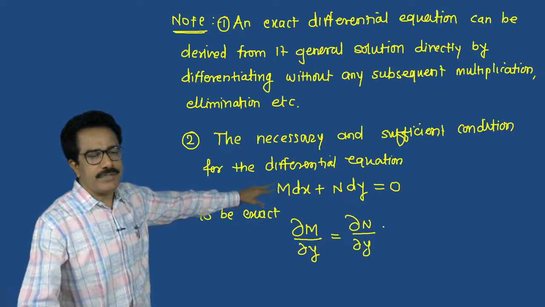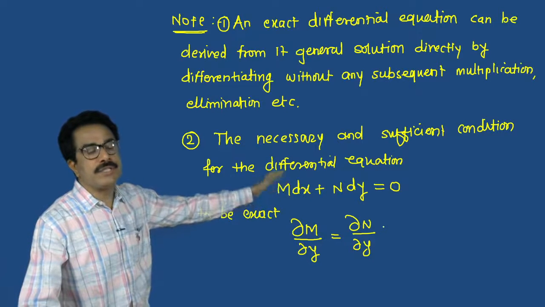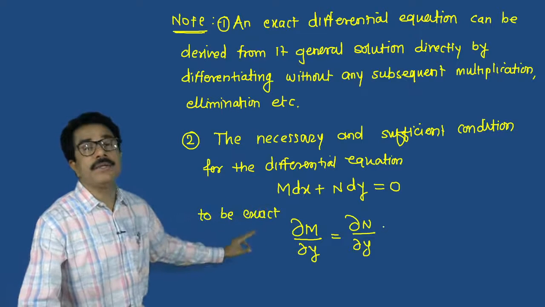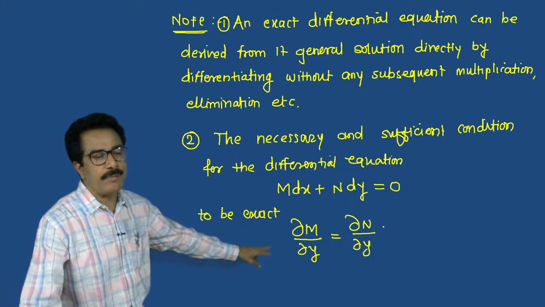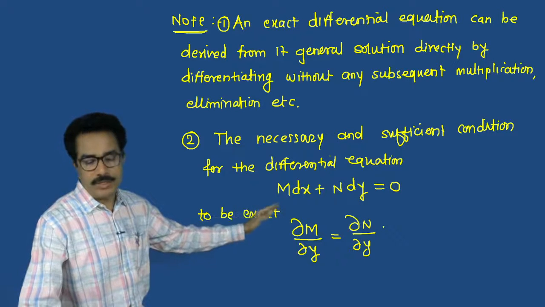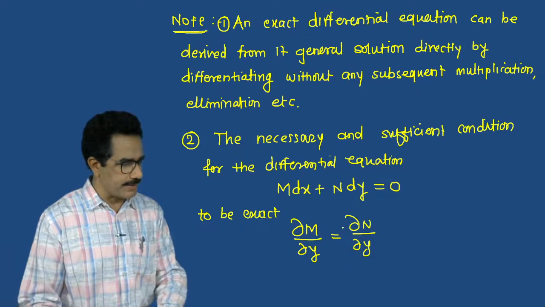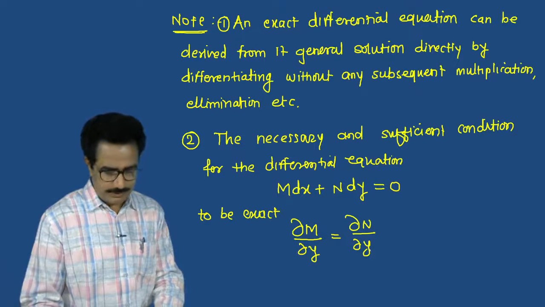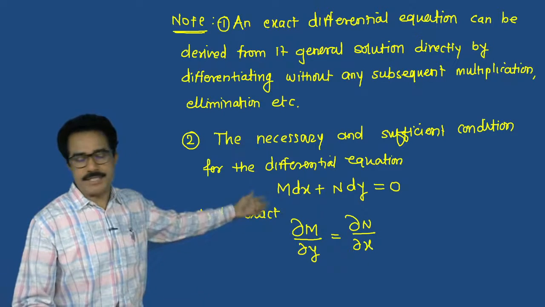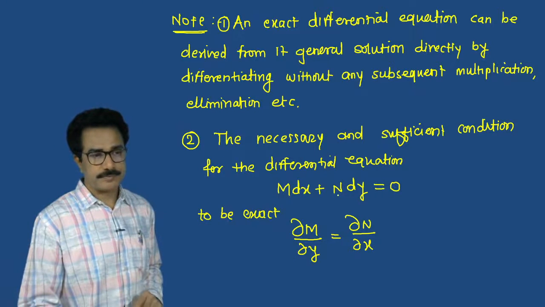If a differential equation M dx plus N dy equals 0 is to be called exact, then the condition is that ∂M/∂y must be equal to ∂N/∂x. I made a mistake here. If this condition is satisfied, then we can say that this differential equation is exact.